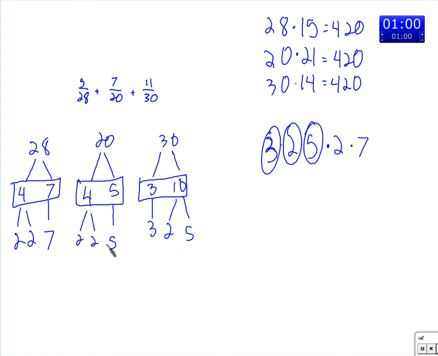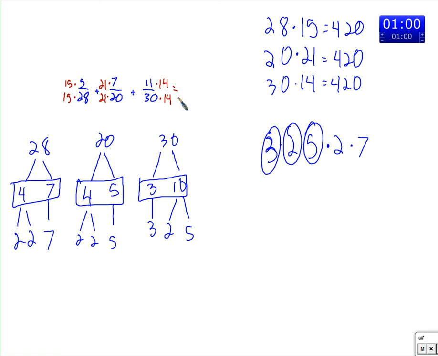We haven't added anything, but we did find the common denominator. It's 420. And we know what it takes. 28 times 15 makes 420. So 28 times 15 is what it takes to make the common denominator. So you can multiply this by 15. You can multiply 7 by, well, 20 times 21. So 7 times 21. 30 times 14, so 11 times 14.